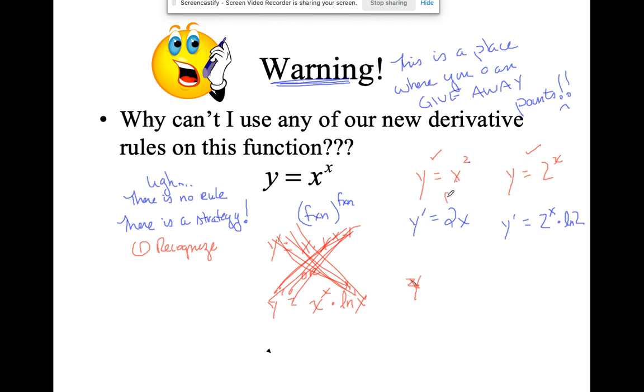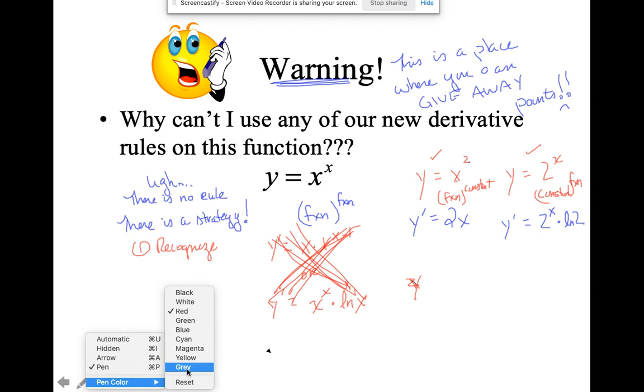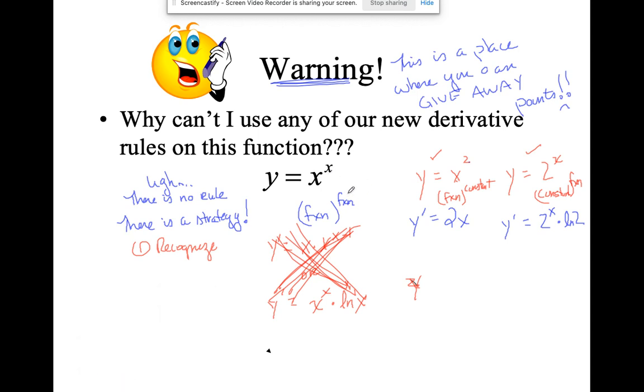Function to a constant is your power down rule. Constant to a function is your exponential rule. So how do I deal with a function to a function? I'm going to give you a hint. I want this function to come down in front. Who lets me do this? Logs. Problem is, I haven't got any logs, but I've got an equation.